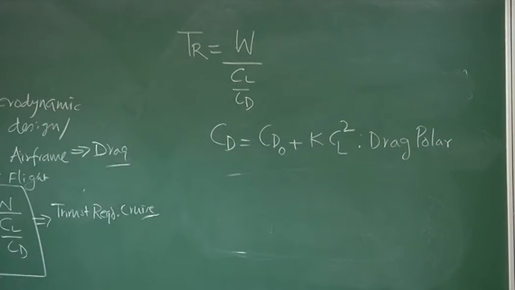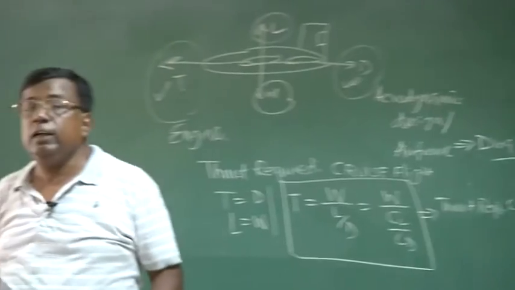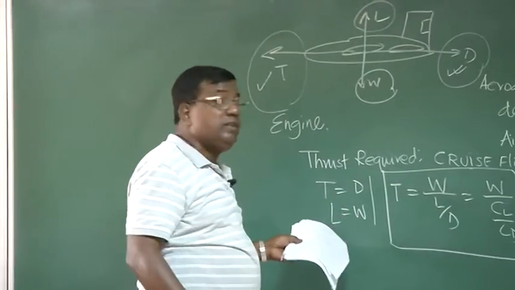How do I get CL? Who will give us the CL? Why do we need a CL? I need a CL to balance the weight, right? So where do I get the value of CL from? How much CL is required?